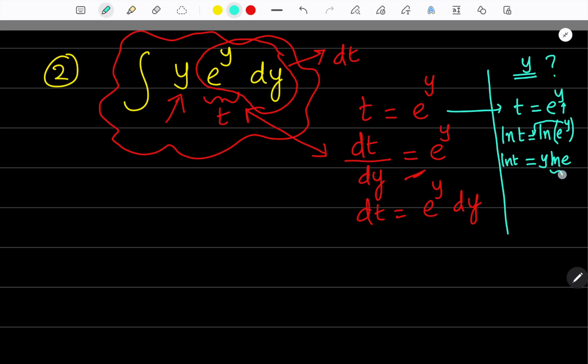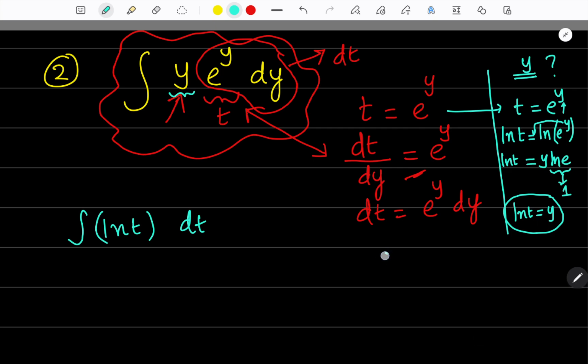Okay. What is the value of ln e? You can use the calculator. The value is equal to 1. So therefore, ln t is equal to y. So what's the value of y? ln t. So therefore, in the integral, the y value is ln t, right? And e power y dy, which is equal to what? dt. So therefore, you get integral ln t dt.